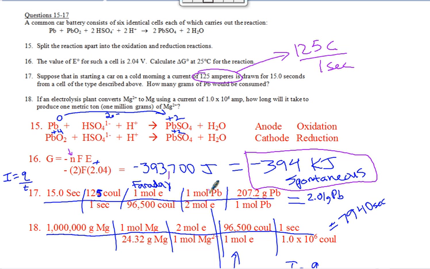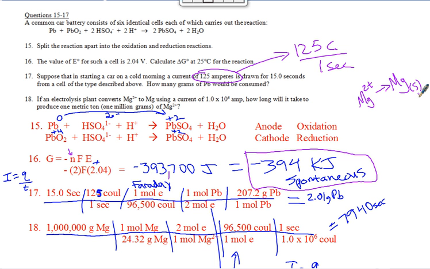Question 18 feels like it should be on a separate page because it is a drastically different question. But here's the scenario. You are working in a factory and your job is to get magnesium that is dissolved in seawater and turn it into magnesium solid.